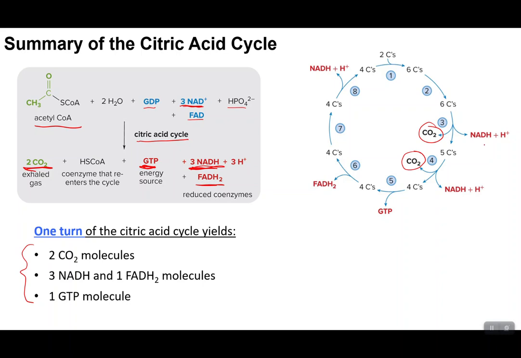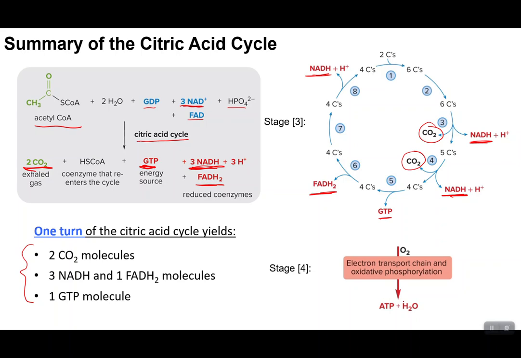Again, I just want to reiterate here that the reason we're looking into this is because these reduced coenzymes, along with this GTP, are going to be important in calculating how much energy we can produce, because these reduced coenzymes are going to go into your electron transport chain, right? We will talk more about how those coenzymes feed into the electron transport chain to generate ATP in the next video.